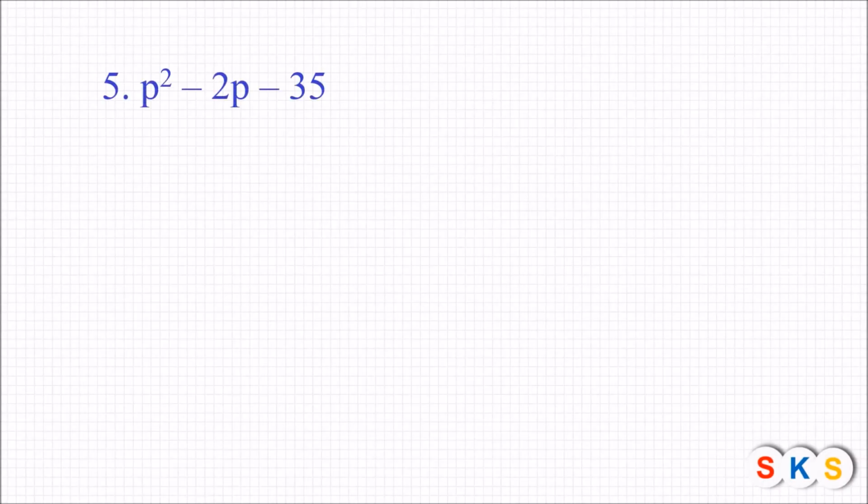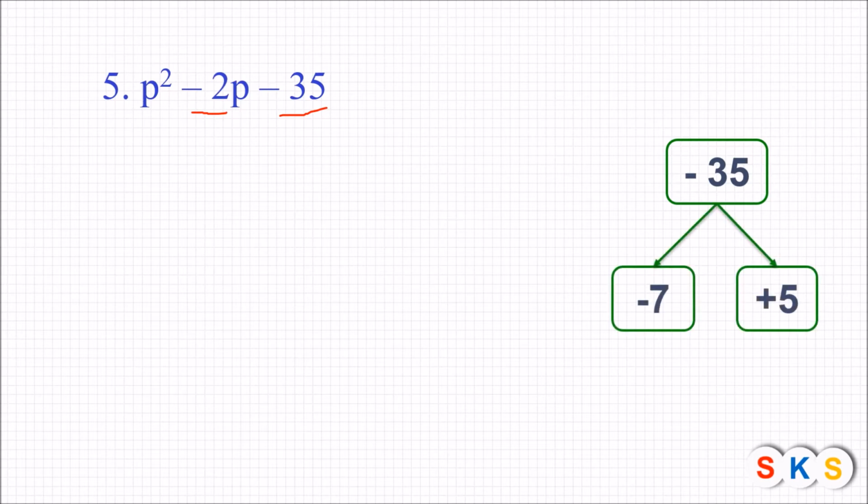Here we have question number 5. What is the third term over here? It's minus 35. Now we will find two numbers. When you multiply them, you should get minus 35, and when you add those two numbers, you should get minus 2. So those two numbers are minus 7 and plus 5. If you multiply minus 7 with plus 5, you will get minus 35, correct? And when you add minus 7 with plus 5, you'll get minus 2.